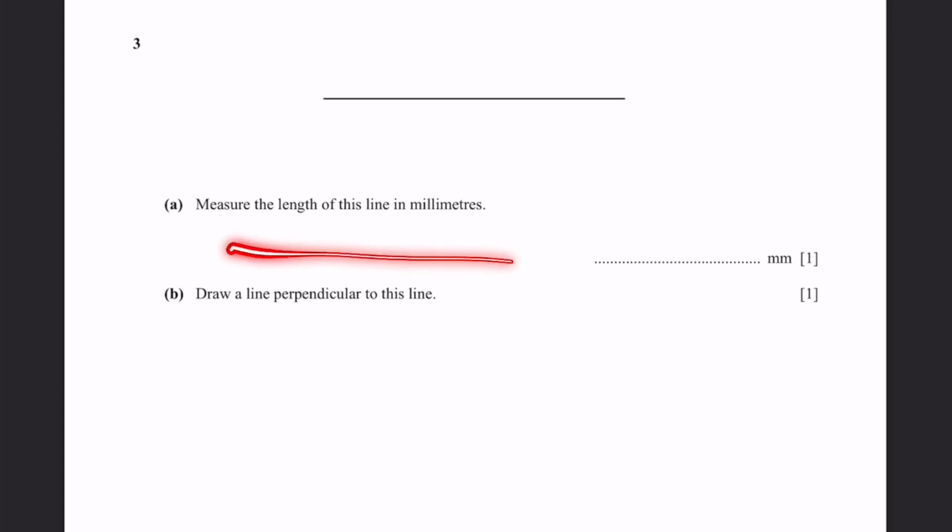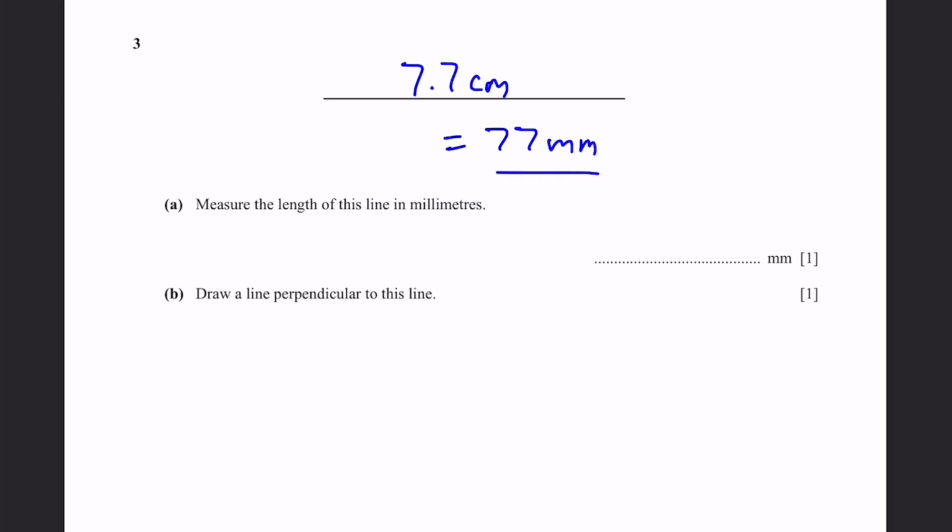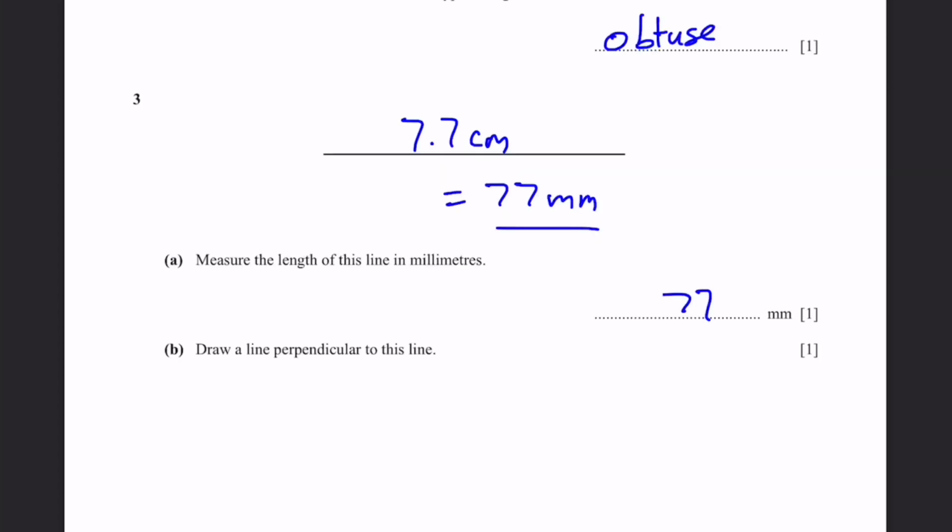Question 3. A. Measure the length of this line in millimeters. If you measure it using a ruler, we'll get 7.7 centimeters. But this is in centimeters. So we convert to millimeters, that's 77 millimeters. That's the answer.